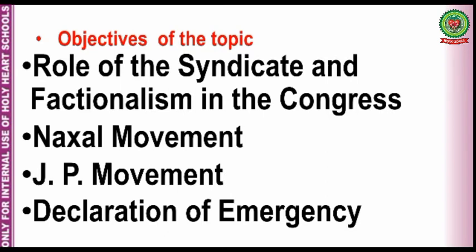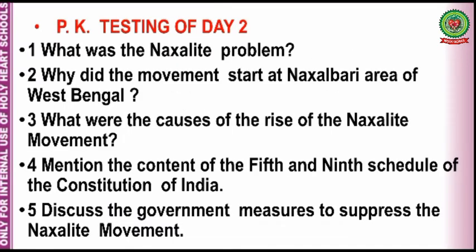We have already discussed the role of syndicate and factionalism in the Congress and the Naxal movement in the last module. Students, on the basis of the Naxal movement, you must understand and answer these questions. What was the Naxalite problem? Why did the movement start at Naxalbari area of West Bengal? What were the causes for the rise of Naxalite movement? Question number 4: mention the content of the 5th and the 9th schedule of the Constitution of India. And lastly, discuss the government measures to suppress the Naxalite movement.